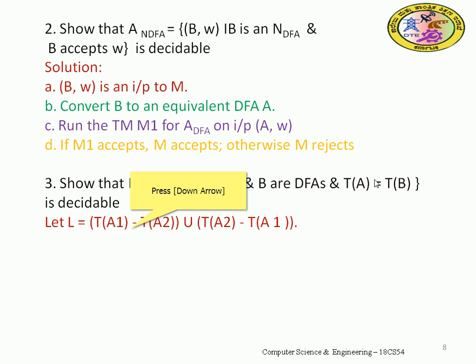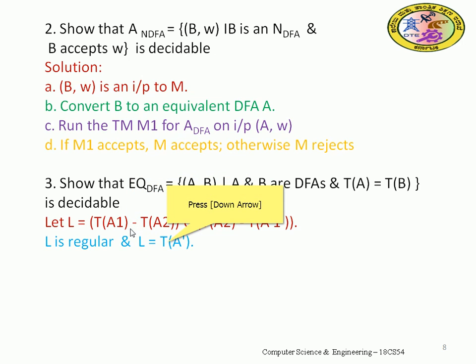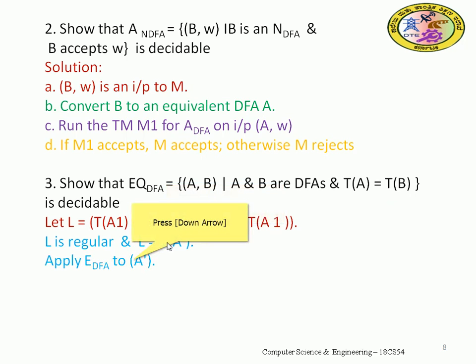If L is equal to T of A1 minus T of A2, union T of A2 minus T of A1, then that L is going to be considered. L is regular, and L is equal to T of A, a complement, where we have A1 and A2. So apply the enumerable DFA to A.